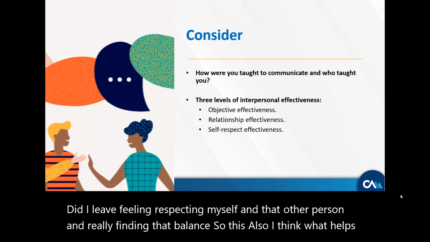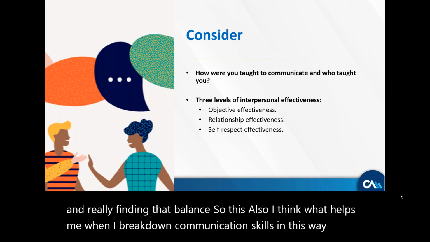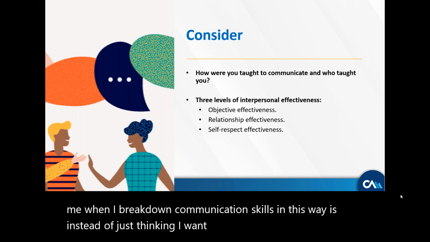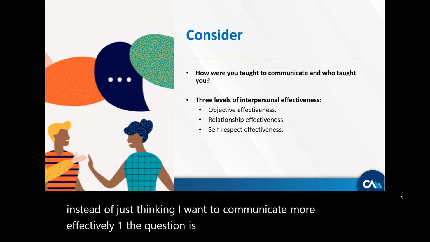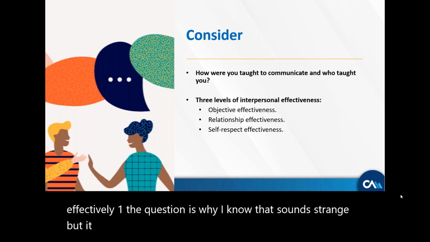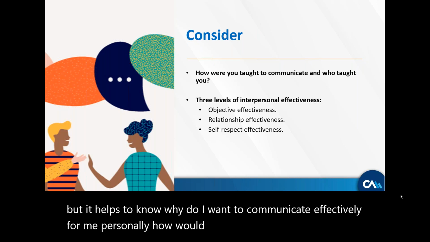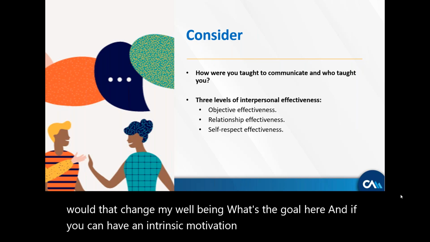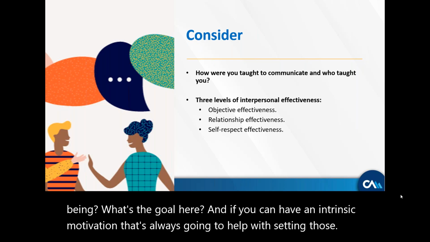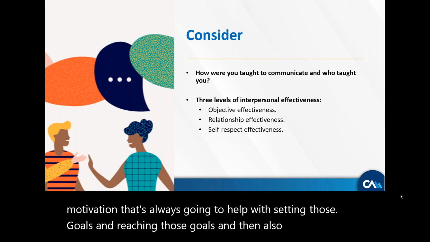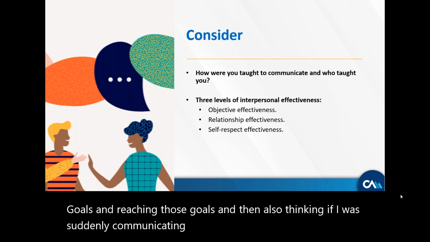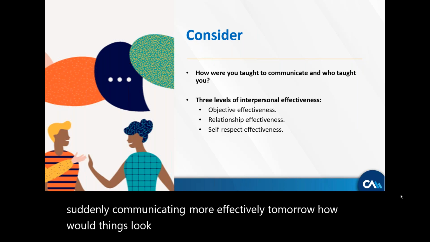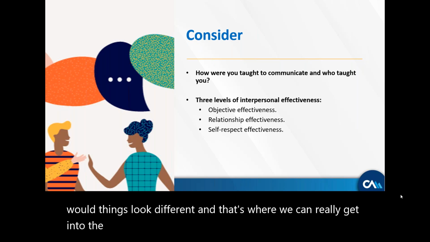What helps me when I break down communication skills in this way is, instead of just thinking, I want to communicate more effectively, the first question is why. I know that sounds strange, but it helps to know why I want to communicate effectively personally. How would that change my workplace? How would that change my well-being? What's the goal here? If you can have an intrinsic motivation, that's always going to help with setting and reaching those goals. And then also think: if I was suddenly communicating more effectively tomorrow, how would things look different? That's where we can really get into the measurables.